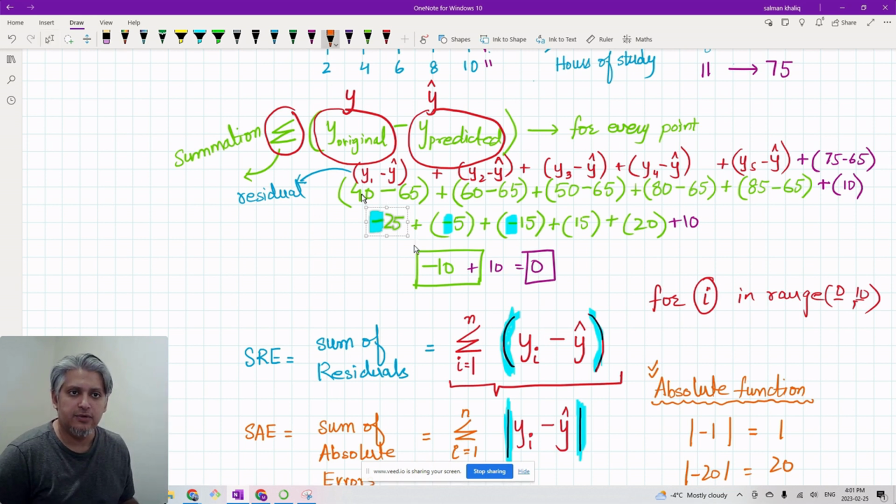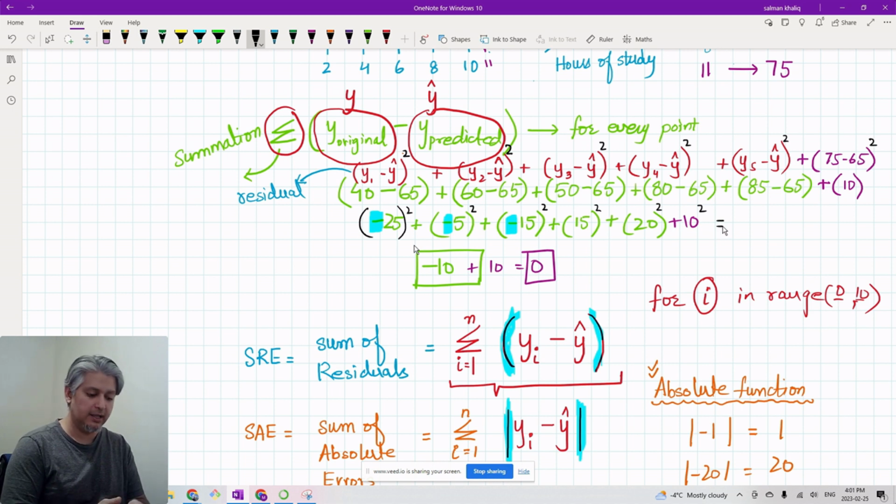That means if you take the square of this particular value, so which color should I use here? Let's use black. So if I square this value, this value, this value, this value, this value, this value, which means 40 minus 65 will give me negative 25 squared. This would be negative 5 squared. And this would be negative 15 squared. This would be plus 15 squared, and this would be plus 20 squared, and this would be 10 squared. And when I add all these up, I would be getting a big number.